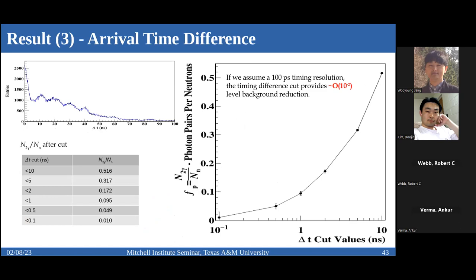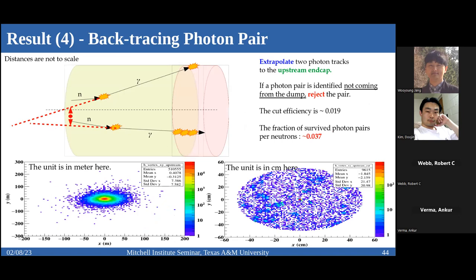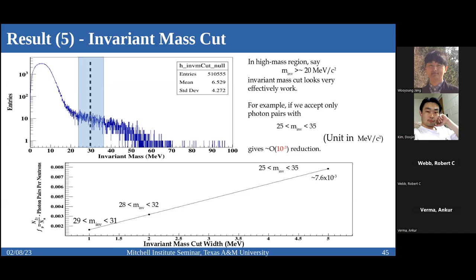So the rejection factor of this backtracking cut is about 10 to the minus 2 here, and as a result of this cut, the survived photon pair fraction is shown. Finally, since we use the electromagnetic calorimeter as our detector, we can reconstruct the invariant mass of two photons. So we can use an invariant mass cut on the mass region that we are interested in.